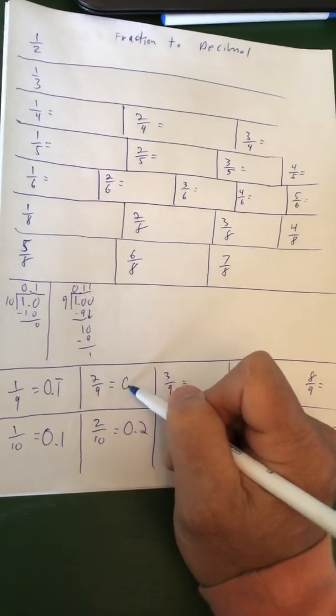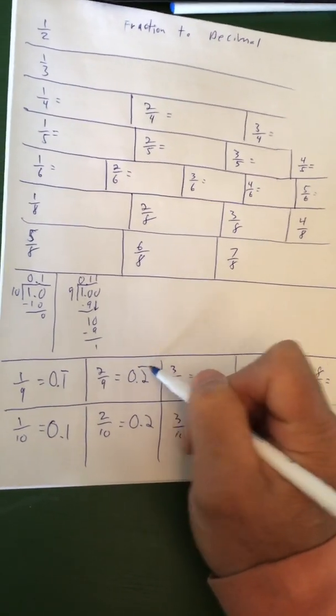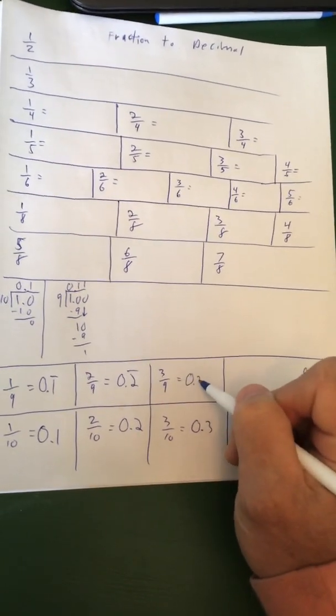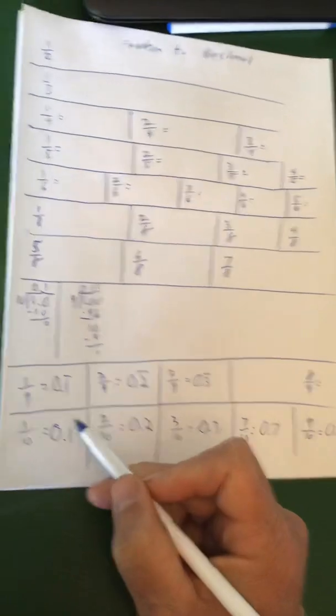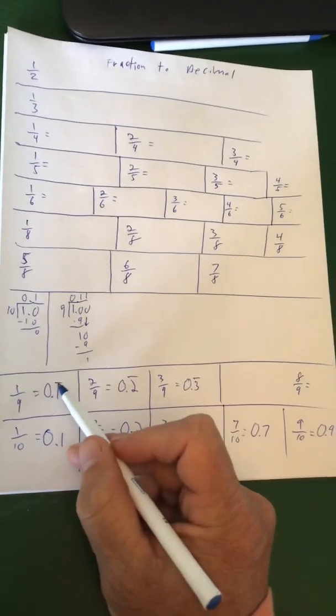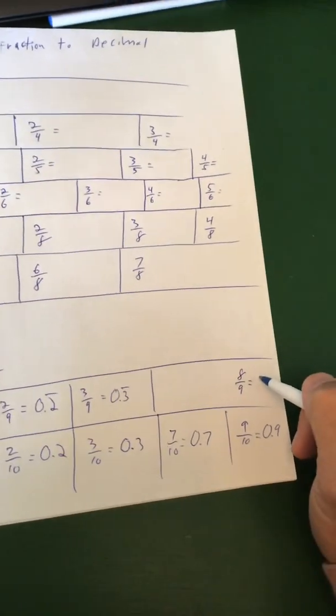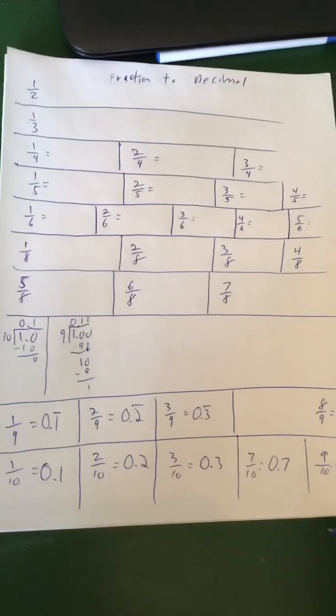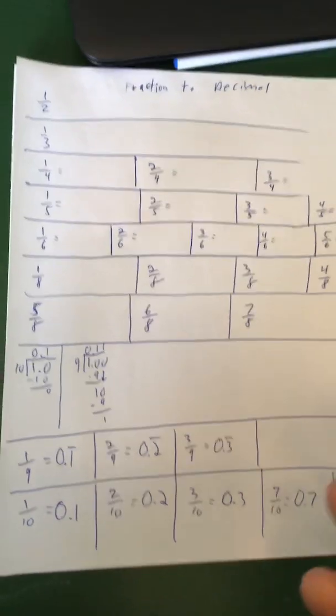And so what's 2/9 going to be? Well, it's going to be 0.2 repeating. 3/9 is going to be 0.3 repeating. So ninths are just like tenths, except they repeat. And so 8/9 is going to be 0.8 repeating. So very similar, ninths and tenths. And so that's what you want to do.